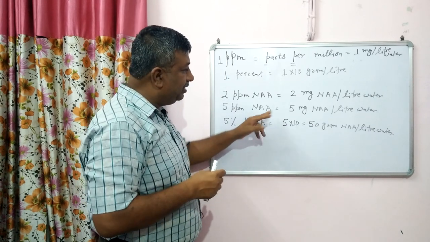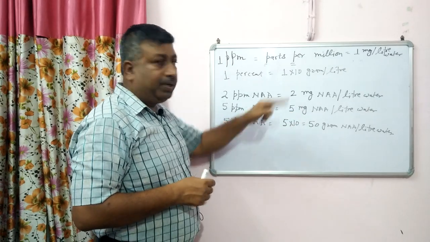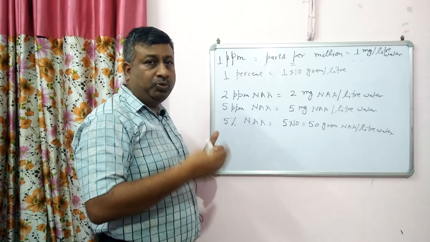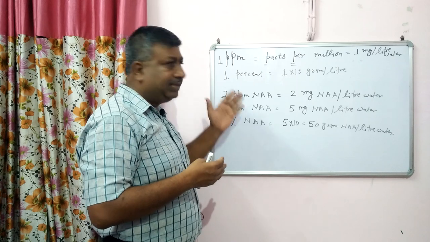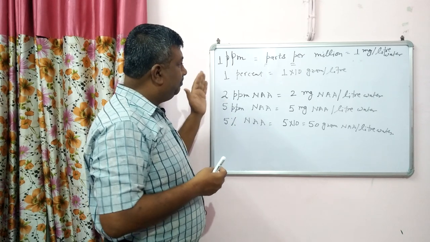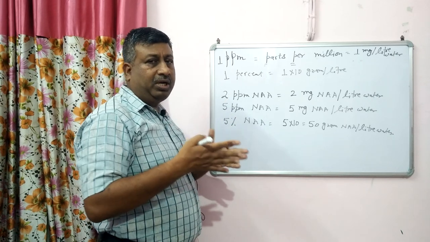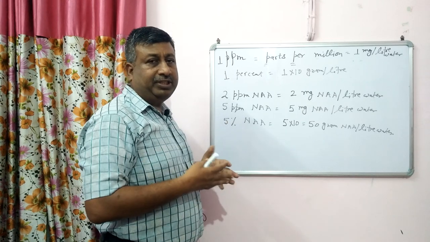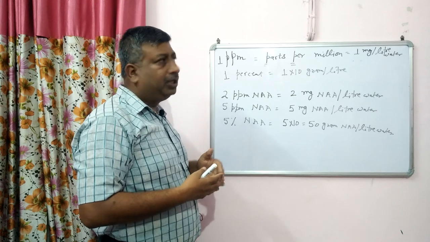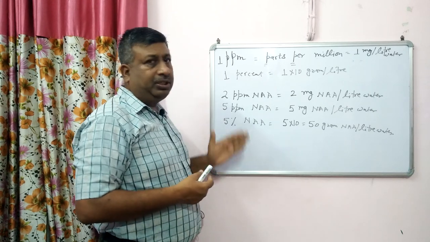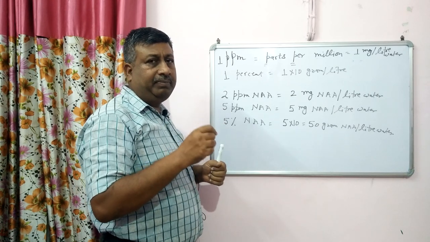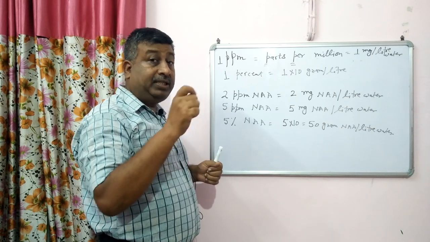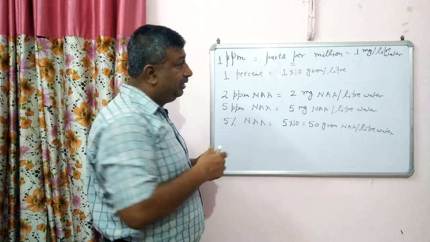So ppm is a very small amount. So ppm is used for those compounds which are required in very less amount, like hormones, gibberellic acid, naphthalene acetic acid. And percent is used for those compounds which are required in kg per hectare. Okay. For example, urea 2% solution, zinc sulfate 0.5% solution. So ppm solution is made by dissolving 1 milligram in 1 liter water, and 1% solution is made by dissolving 10 gram in 1 liter water.